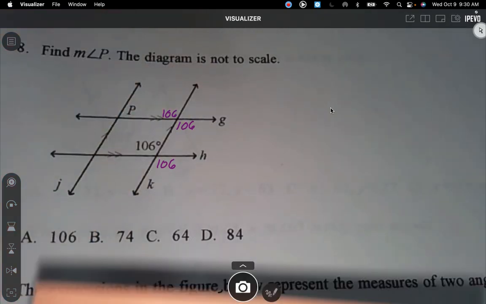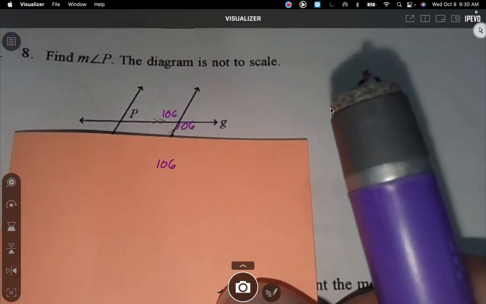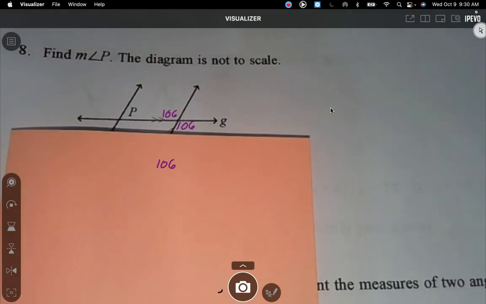Now, I'm going to cover up this one. So what is P going to be? If I'm looking at this transversal, this is 106 and this is 106. It has to add to 180. P is 74.